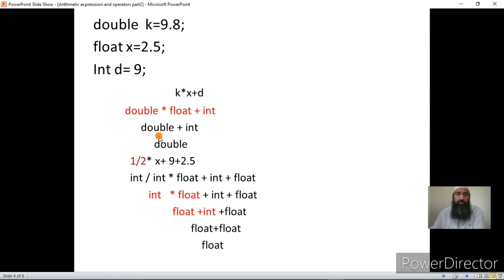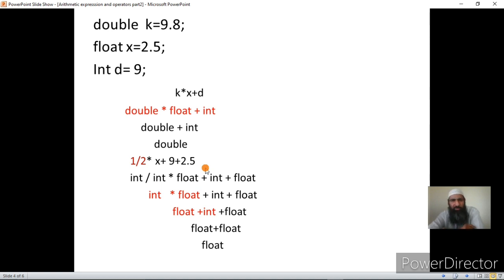So whenever an operation is performed, the data type of the operands is observed and the lower type is converted into the higher type. We have already given the table for that. Now if I have an expression like this, of course, whenever an arithmetic expression is being evaluated, the first thing we have to see is the precedence of the operators, because that will tell us which operation will take place first.